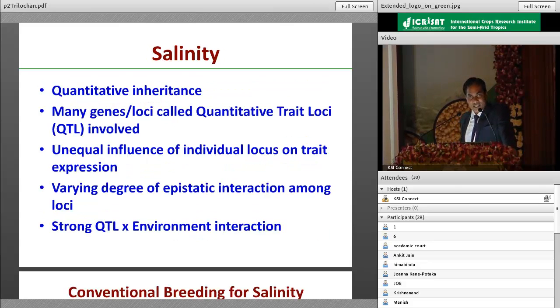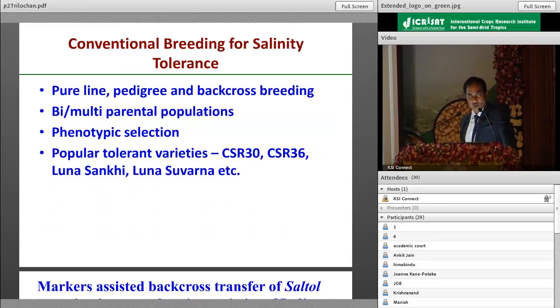Conventional breeding has been dealing with this problem for a long time. It's not that, with the genomic revolution, we want altogether different ways and means to address this problem. Maybe you would be able to supplement this in a great way.